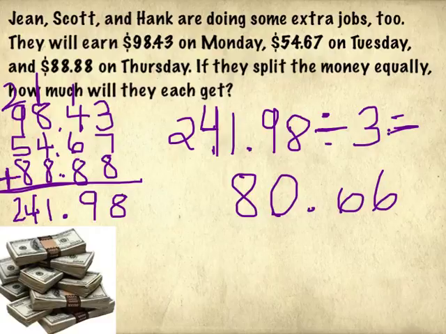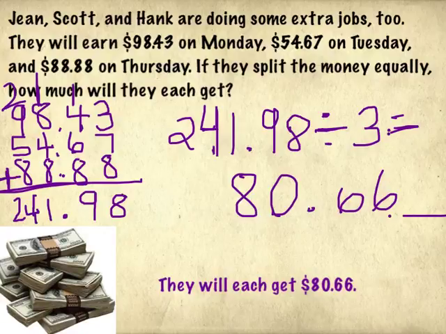If it didn't divide evenly, if for example I got 80.667, then I would just round. And I would probably round down because I can't round up, because then they would have too much money. So there's my answer. So splitting up money evenly just means adding it all up and then dividing it.